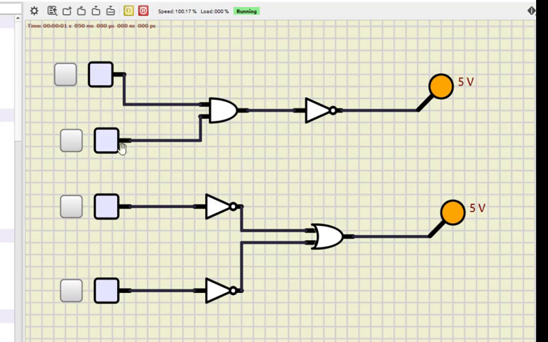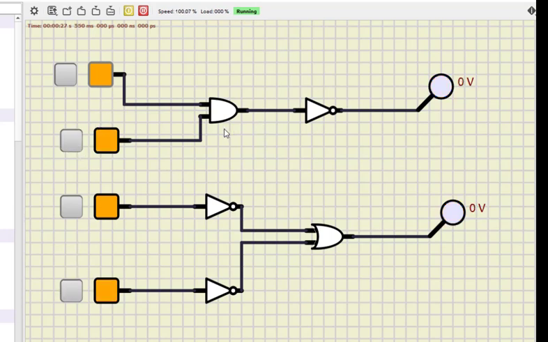Now for 0 0, and this is also 0 0, both are 1. Now let us make 0 1. For 0 1 this is 1, and this is also 1. Now let us make 1 0, and this is also 1 0. For 1 0 both are 1. And let us take the last one, 1 1. For 1 1 both become 0.